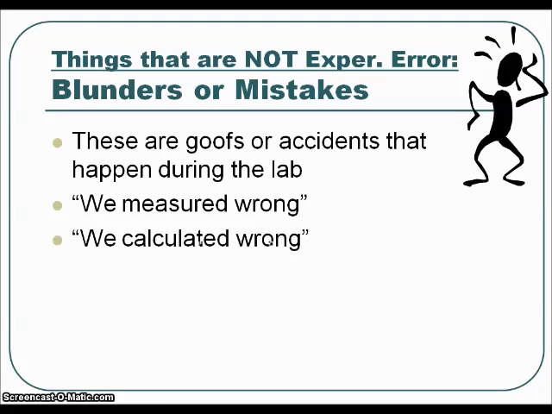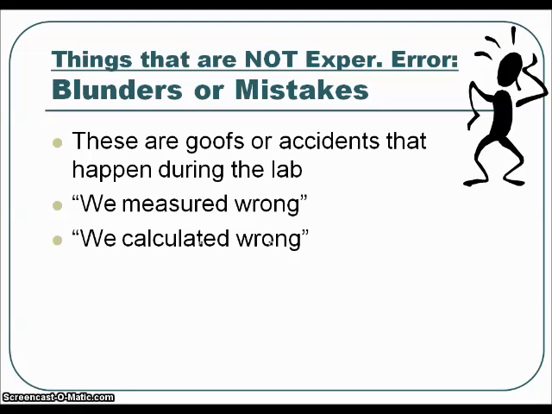Another one that I get sometimes is, well, maybe we calculated wrong. Again, this is not part of the design of the experiment. It's a goof. It's a blunder, which, by the way, should never happen when you're working in lab groups, because it's easy if you're working by yourself to make a calculation error and not know it. But when you're working in your lab groups, I should never see calculation errors, because you each should be doing your own calculations and then verifying your answers with each other.